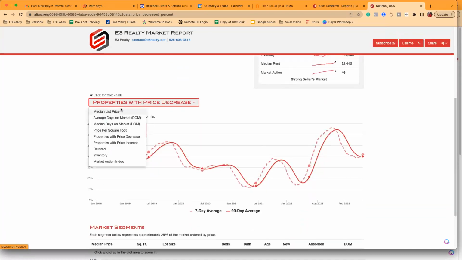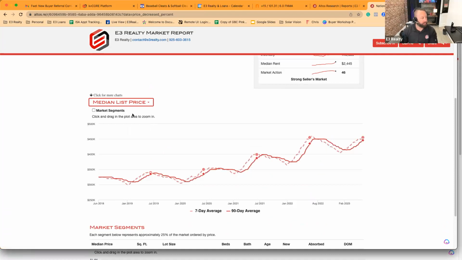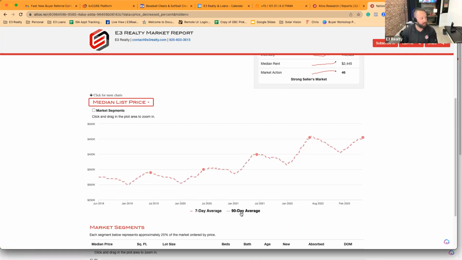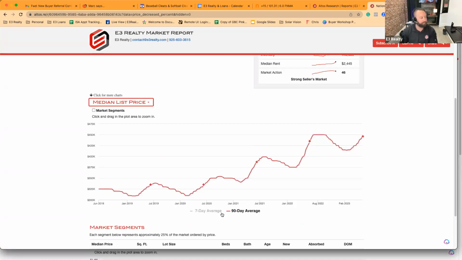Then you can come down here and you can look at any of these over 3 years. You can do a 7-day average. You can do a 90-day average. I can do neither. I can do just 7. I can do both. I can do just 90, whatever you want, okay?